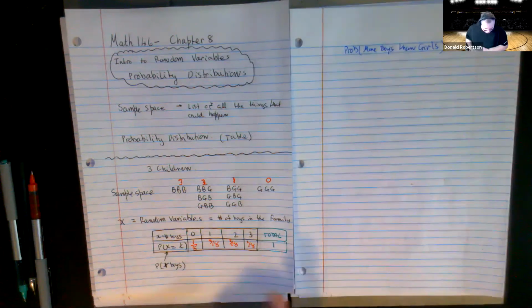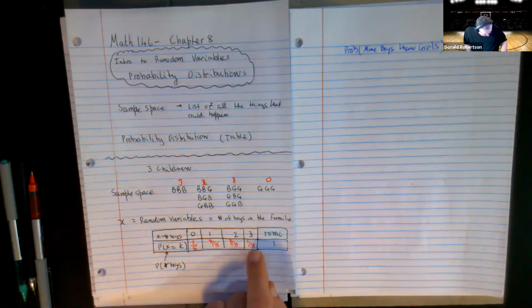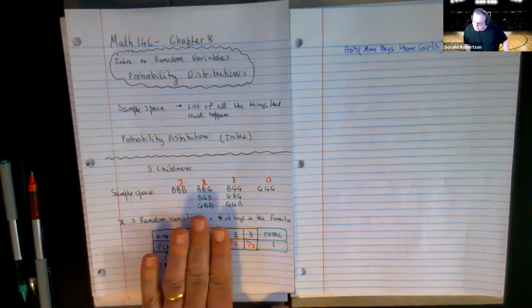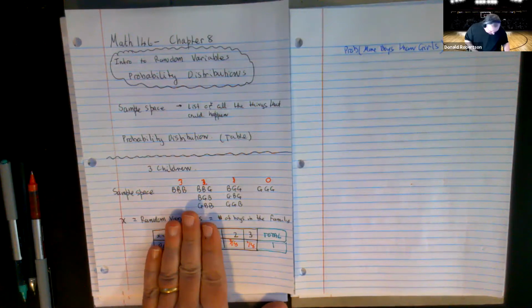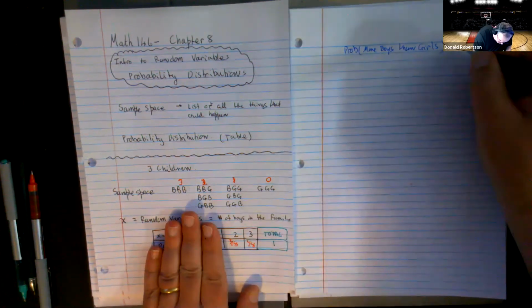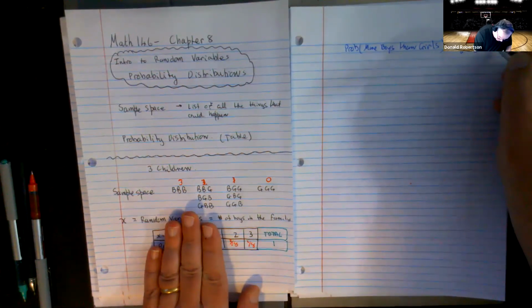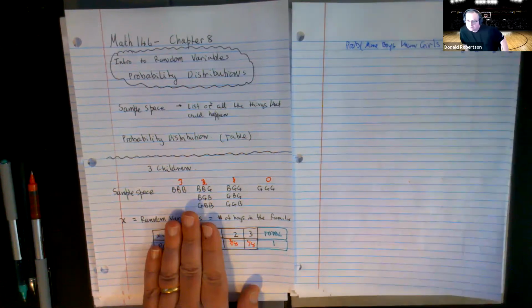Well, you look at your table and you say, okay, what does more boys than girls mean? Would you agree that it means 3 boys and 2 boys? Wouldn't those 2 be having more boys than girls in this story? And what does that add up to? Well, it adds up to 3/8 plus another 1/8, which is 4/8, which ends up being a half.